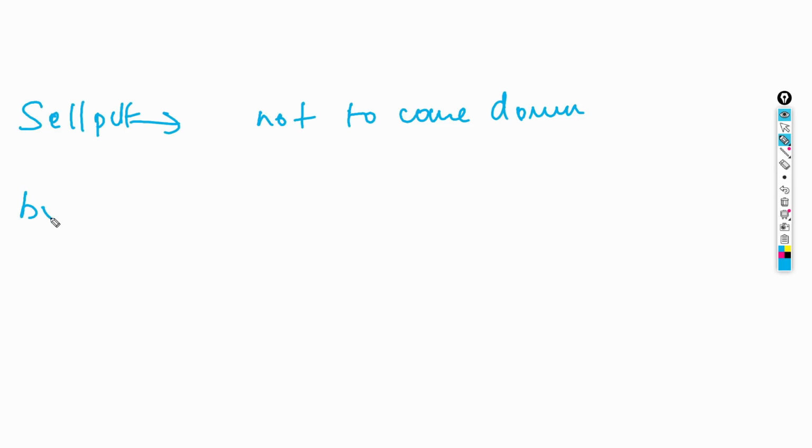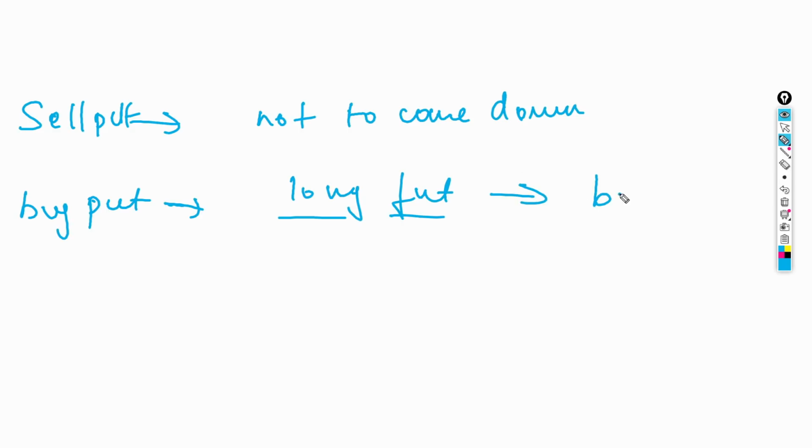So institutions will sell a put option if they expect the market not to come down. They will buy a put option if they are long on futures. So they are long on futures, which means they are by default bullish on the market, and they are hedging their exposure with a put option, buying a put option.